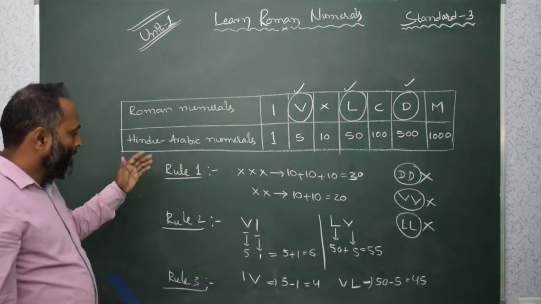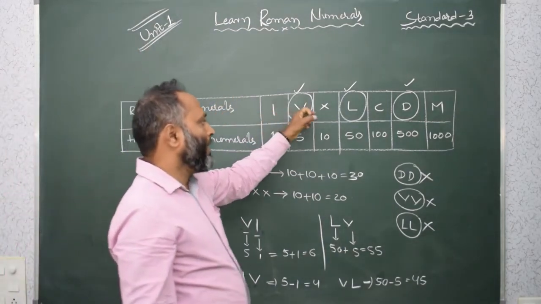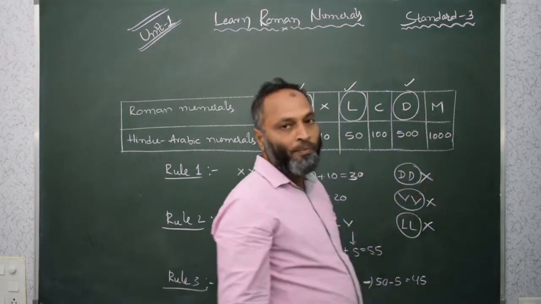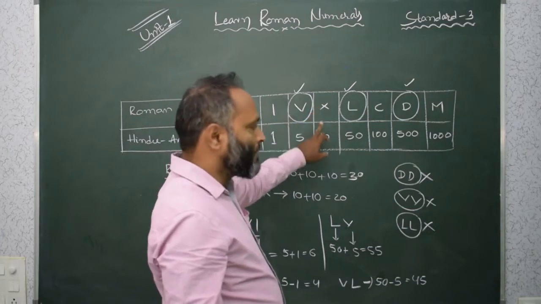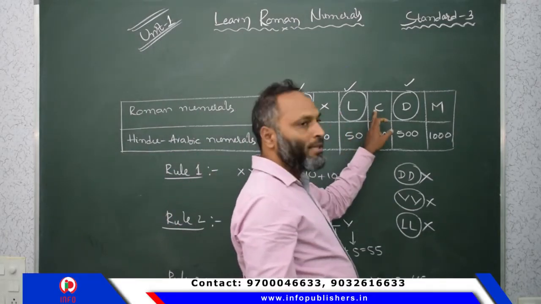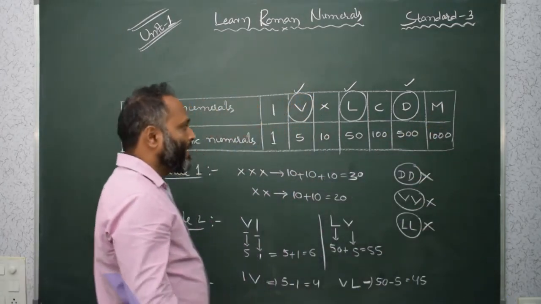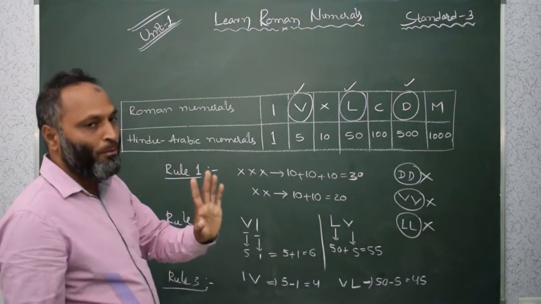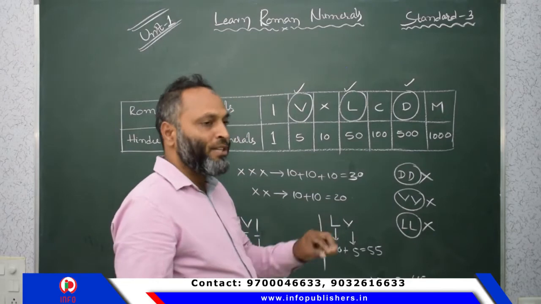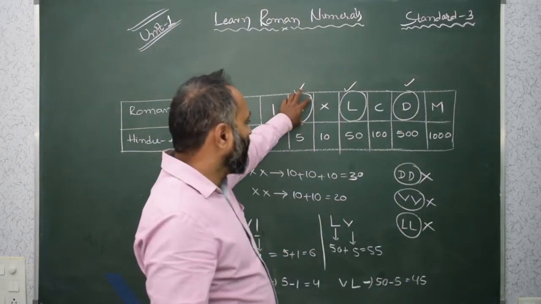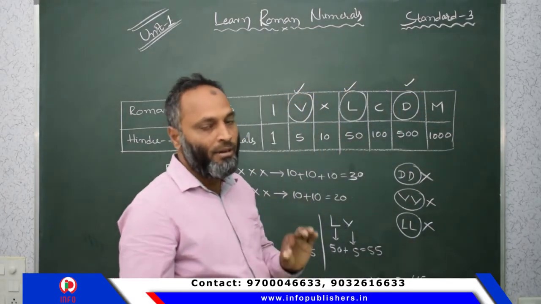These are the rules. First, the Roman numerals: I, V, X, L, C, D, M. I means 1, V means 5, X means 10, L means 50, C means 100, D means 500, M means 1000. These are all 7 Roman numerals. Using these 7 Roman numerals, we represent all numbers. In these, 5, 50 and 500 never repeat.